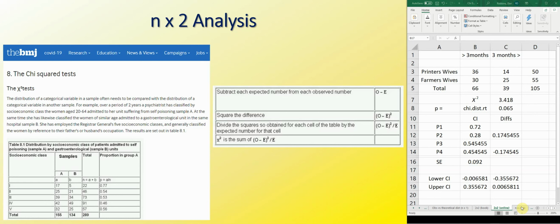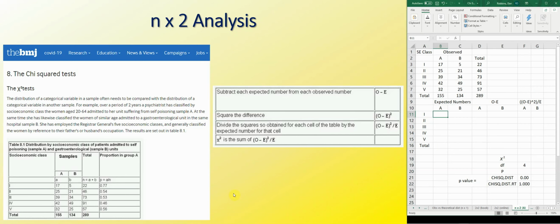There's a nice example that appears in both the textbook and the online version of the textbook that outlines a scenario where a psychiatrist is looking at women that have been admitted to hospital, either into the gastroenterological unit or into the mental health unit with self-poisoning. And they've been divided up into groups based upon their husband's income or occupation. We're not going to worry too much about the reason why this has been divided up this way. We just want to look at how we can apply the chi-squared test.